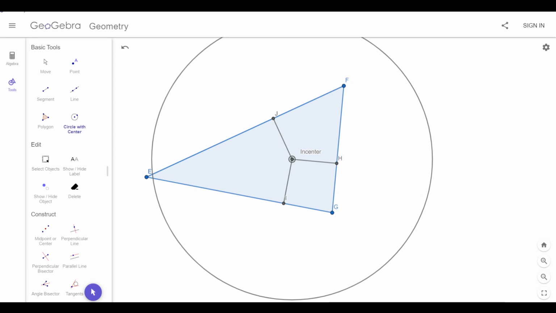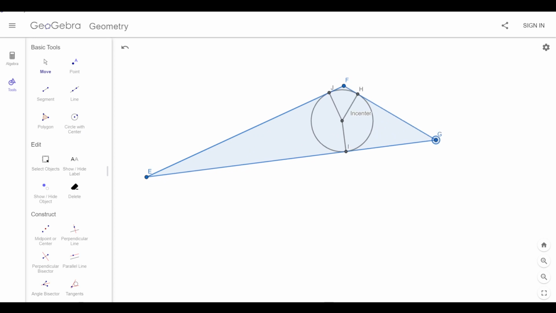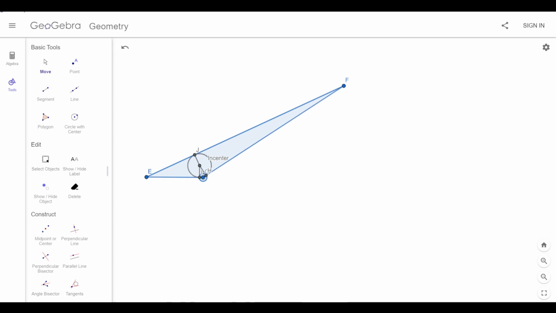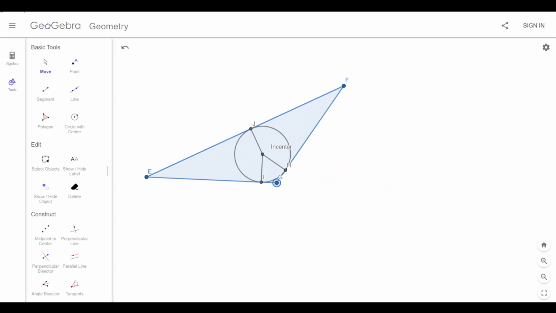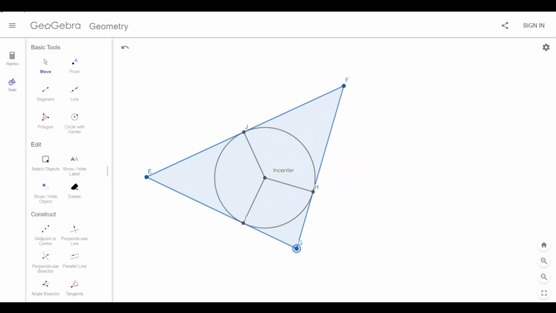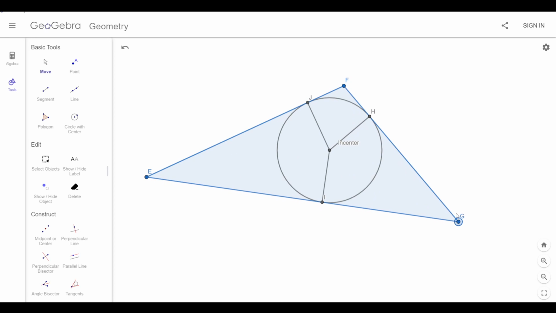So I don't know why. There it goes. That's what I wanted. It did it different yesterday. It's so weird. But watch this. You see that circle? It stays. Doesn't matter if it's obtuse. It doesn't matter if it's right. It doesn't matter if it's acute. That circle is still inscribed. We don't say it's circumscribed.